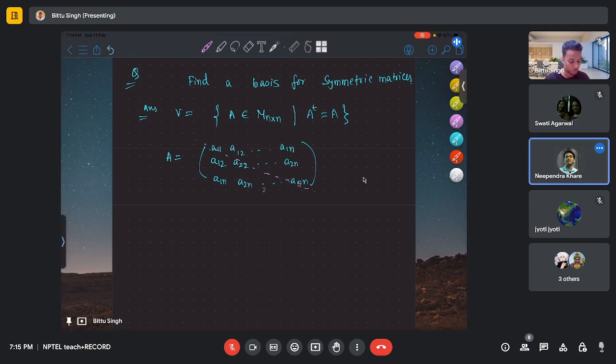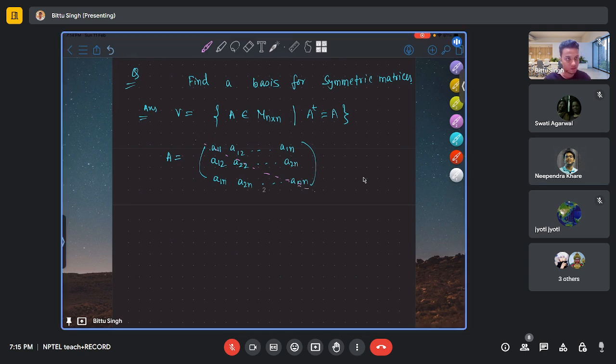So if you reflect along the diagonal, it will be symmetric. So this element A21 will be the same as the A12 element. That's why I am writing the same.